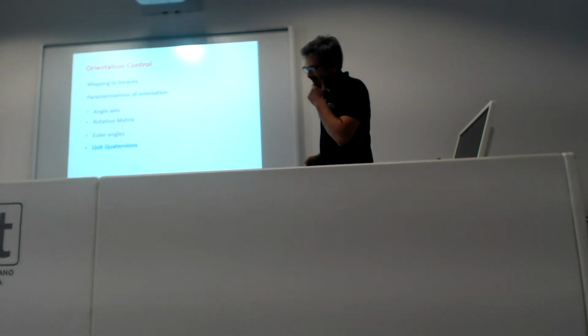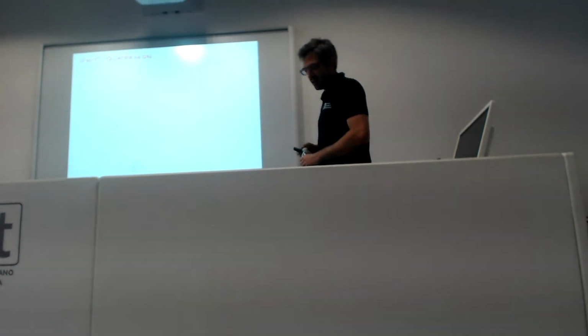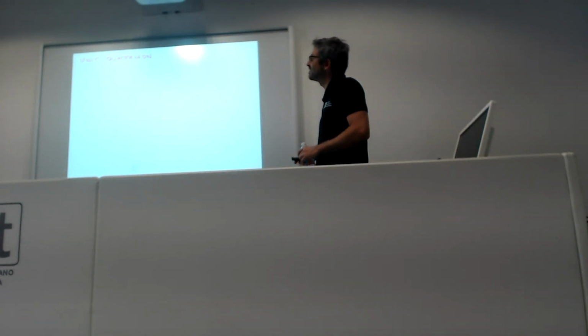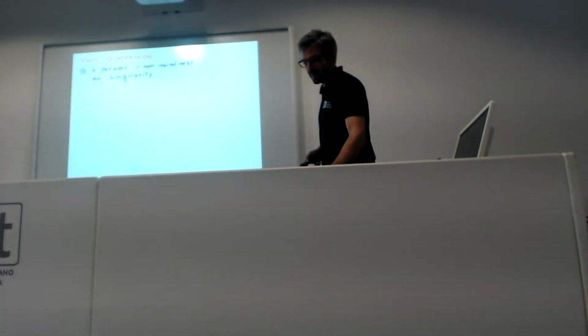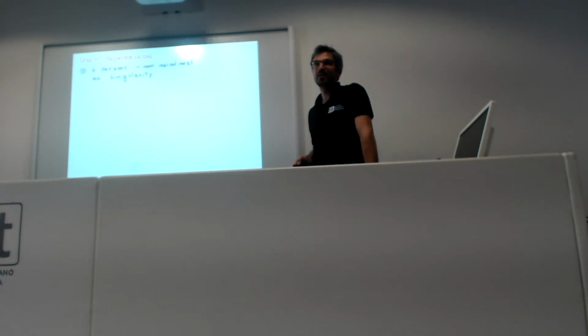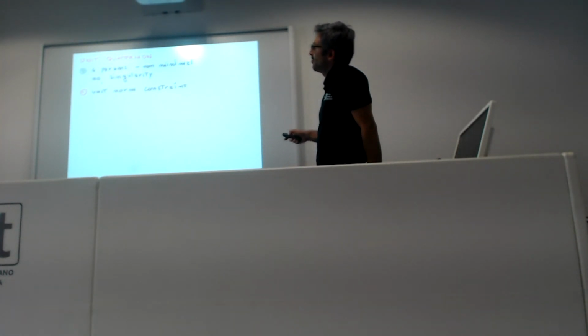The last representation I'm presenting is the unit quaternions, and the unit quaternions are quite hard to digest. They are not a minimal representation because they need 4 parameters. They have no singularity. This is very good, and this is why people mainly use them. But they have the problem that they need to have a unit norm.